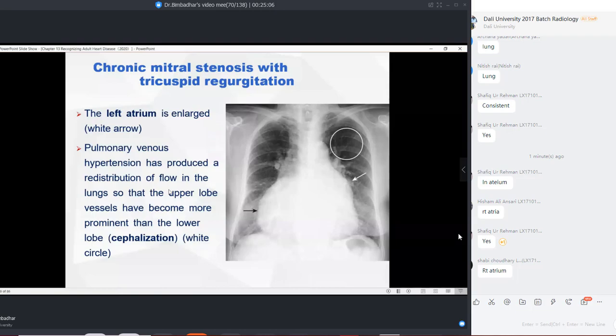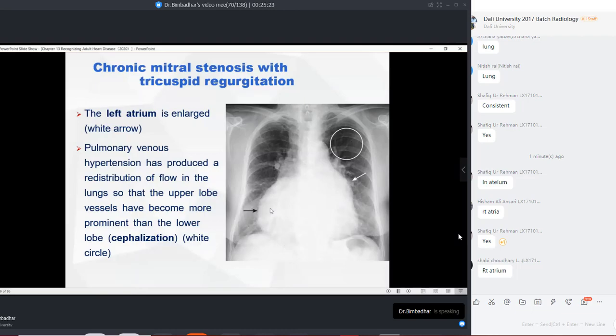So that's the reason I have got left atrial enlargement, right atrial enlargement, and cephalization of the pulmonary vessels. Now, will this patient have dyspnea? Obviously, yes. You see here that there is a gross cardiomegaly.